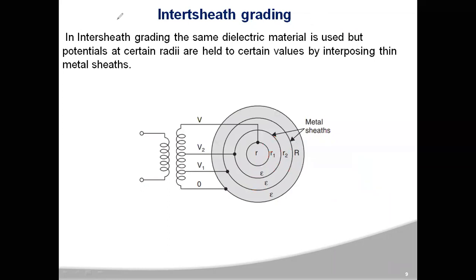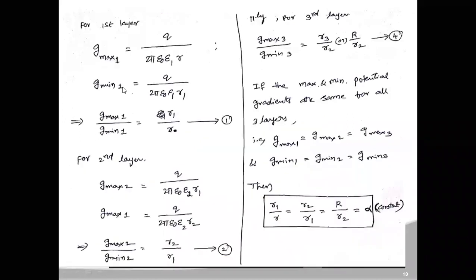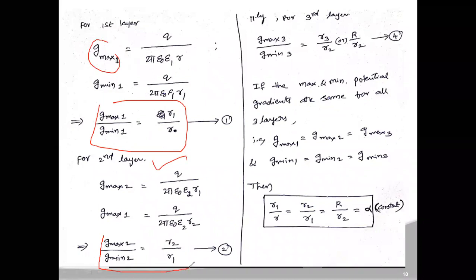Those values are given in equations here. For the first layer, G1 max will be Q by 2 pi epsilon naught epsilon 1 r, and the minimum will be Q by 2 pi epsilon naught epsilon 1 R1. If you find the ratio of these two, you will get R1 by r. Similarly, for the second layer the ratio you will get is R2 by R1, and for the third layer it will be capital R by R2. In some textbooks this may be considered as R3, but generally you have to consider capital R by R2.